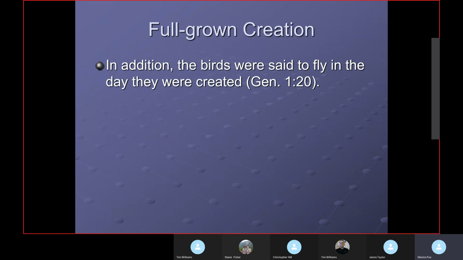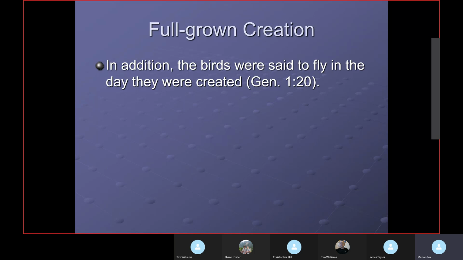So we didn't have just 2 alligators. We had a whole bunch of them. We didn't have just 2 bears or 2 deer. We had a bunch of them. And they were full grown when they were created. And they had food with which to feed themselves.